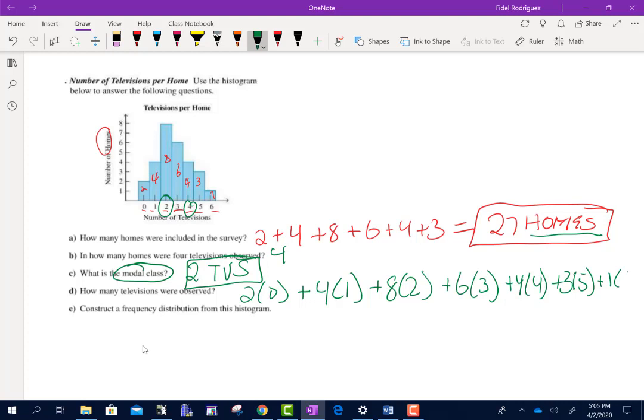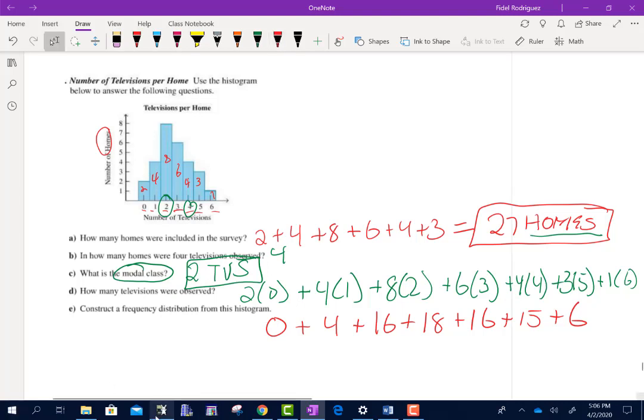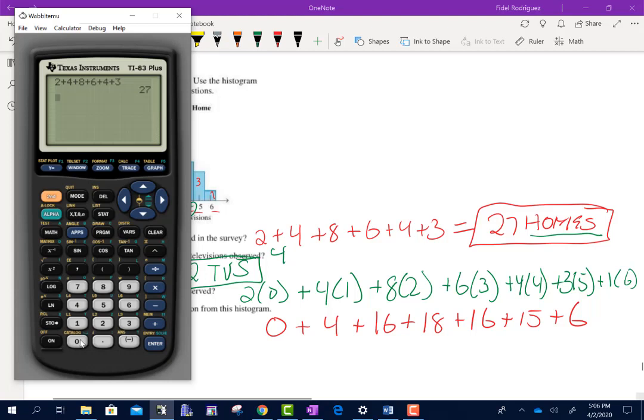Plus 1 times 6. Okay, so now let's go ahead and do this part. I'll write it in red. Well, 2 times 0 is 0, plus 4, plus 16, plus 18, plus 16, plus 15, plus 6. Right? I'm just multiplying my numbers there in parentheses. And now we'll go ahead and start adding them up.